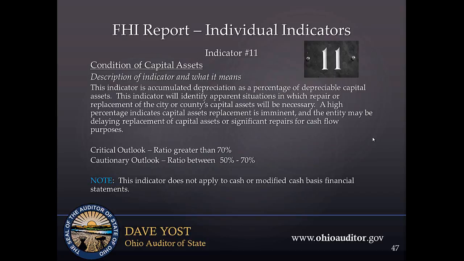When an entity delays improving or replacing capital assets in order to maintain cash flows for other purposes, improvement and replacement become absolutely necessary and may contribute to financial hardship on an already strained budget. The critical outlook for indicator 11 is a ratio greater than 70%, while a cautionary outlook is a ratio between 50 and 70%. Please note that this indicator will not be applicable to an entity preparing their financial statements on a cash or modified cash basis.